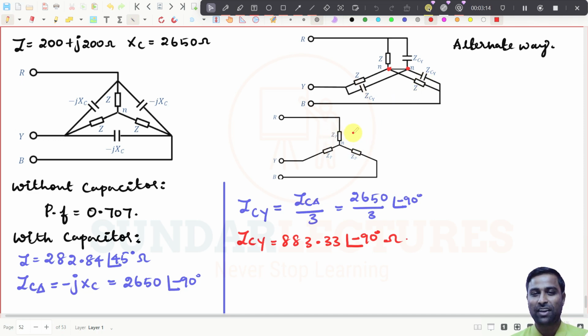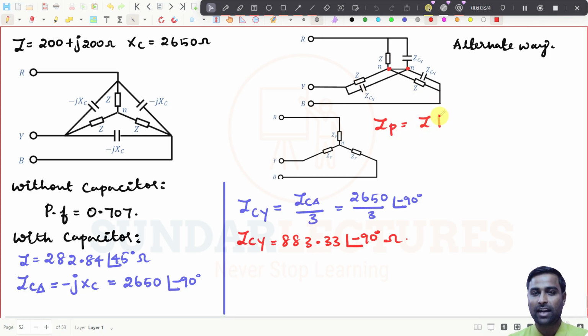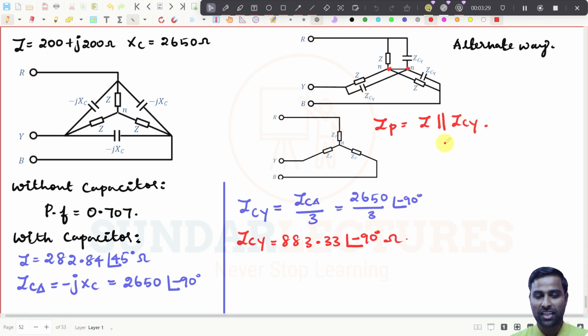And finally, what are we going to find? We are going to find the value of ZP. See, what is ZP now? ZP is equal to the value of the already existing Z and the parallel value of ZCY. Now, you see, it is very simple, right? Because of this neutral connection in the star, we can easily convert this delta connected capacitive impedance to the star connected capacitive impedance by connecting it in parallel with the Z value, right?